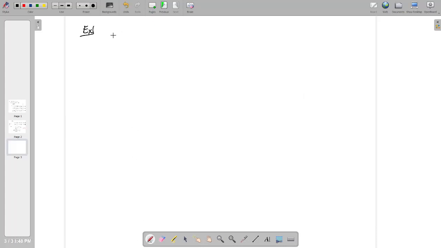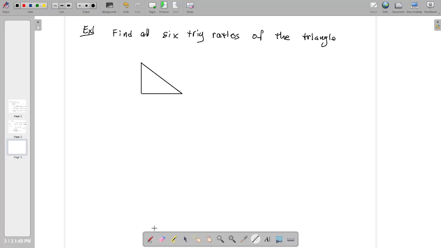An example: find all 6 trig ratios of the triangle. So this is our triangle here. 2, 4, 2 root 3.